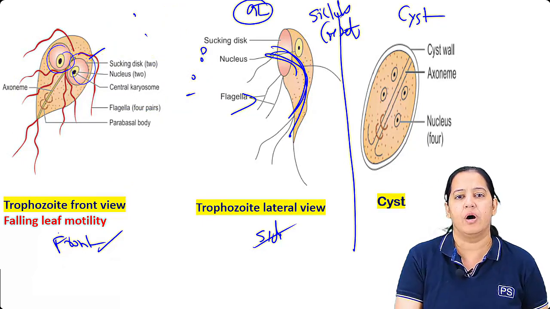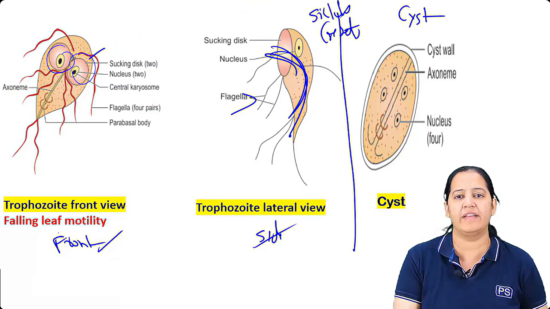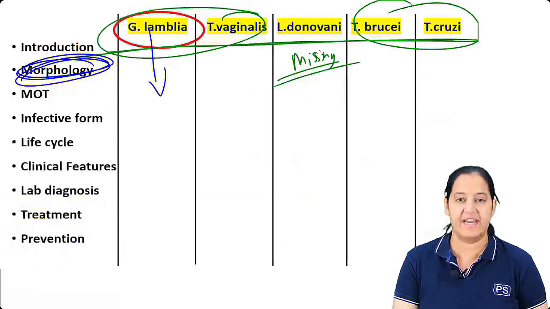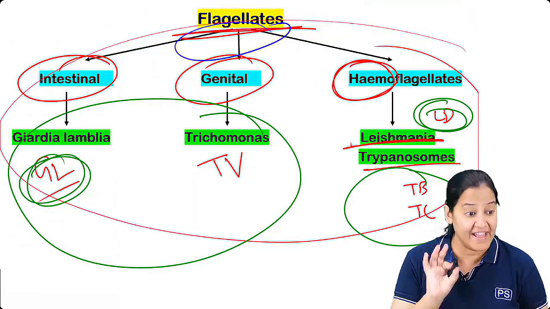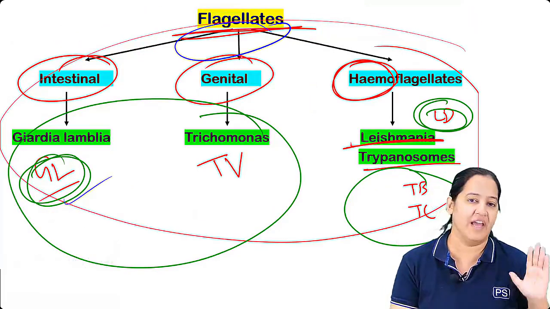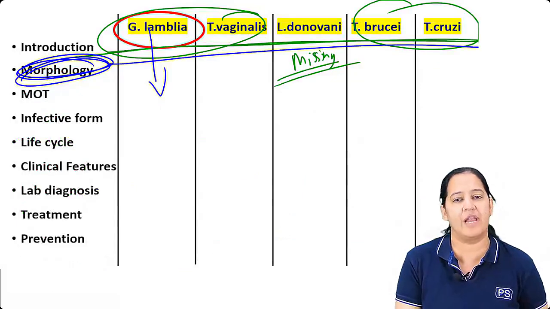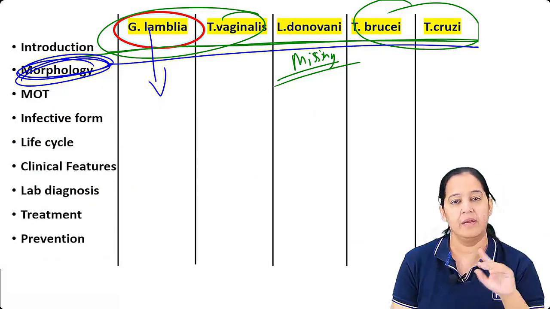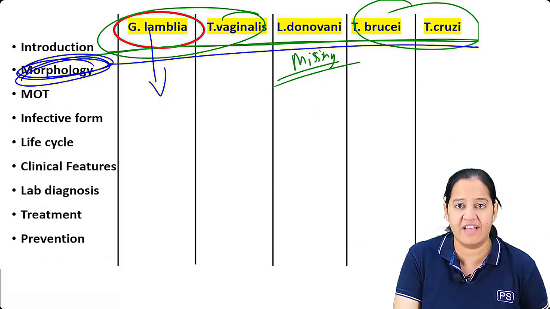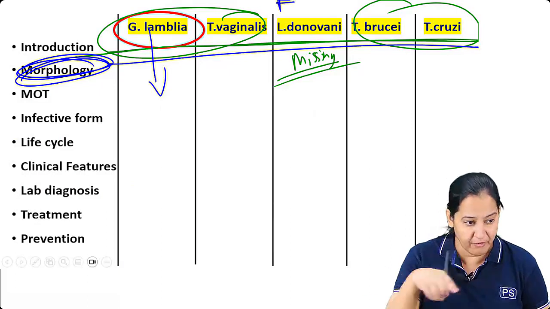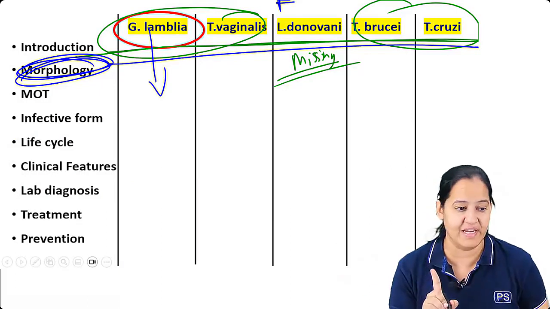Okay. Now what I'm teaching you right now, I'm teaching you flagellates. So all the flagellates have flagella. You have to count the number of flagella. In all the five, you have to tell me the number of flagella in the diagram. These are flagellates now. So you have to tell me the number of flagella in all of them. Number of flagella in the trophozoite.